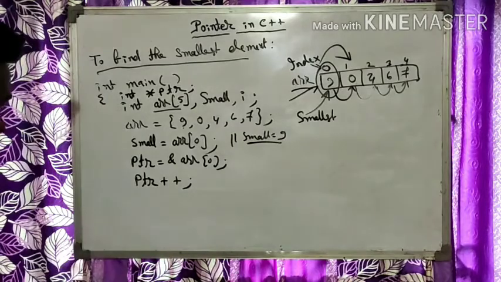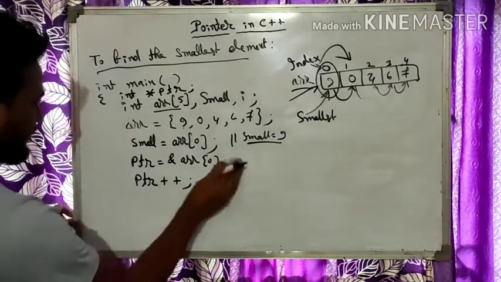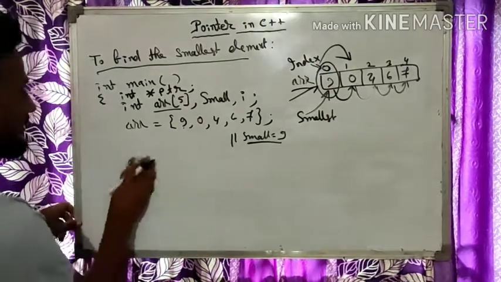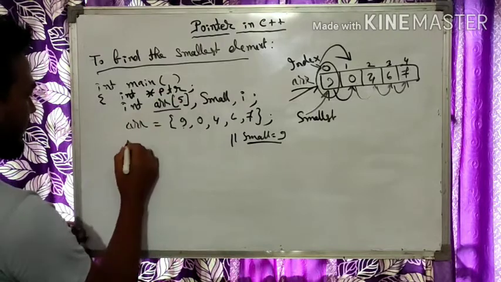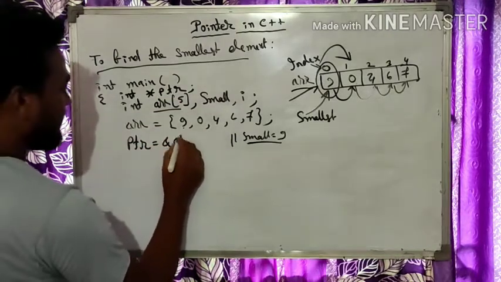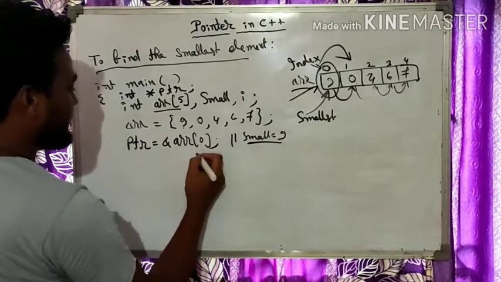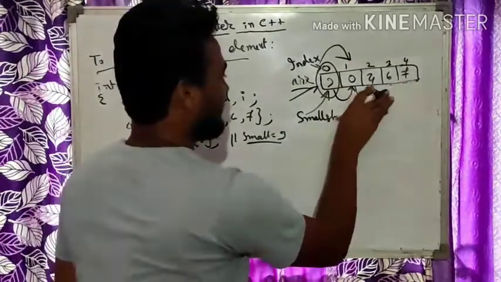Just one minute. We'll write it not like this, just a minute. First of all, we will store the memory address into the pointer variable. So ptr equal to &arr[0]. That means the pointer has the memory address of the first element. Let me write here.